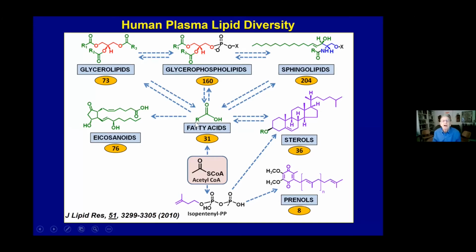But there are many more complex lipids than there are free fatty acids, because fatty acids are esterified to various backbones: glycerolipids, glyceryl phospholipids, and sphingolipids, as indicated across the top. Now, there's another category of complex lipids. Those are synthesized from acetyl-CoA through isopentyl pyrophosphate at the bottom of the slide.